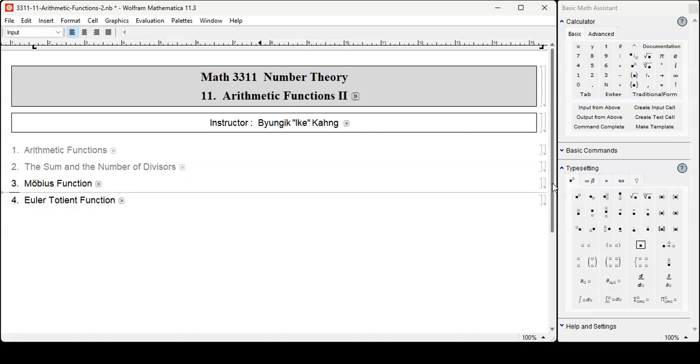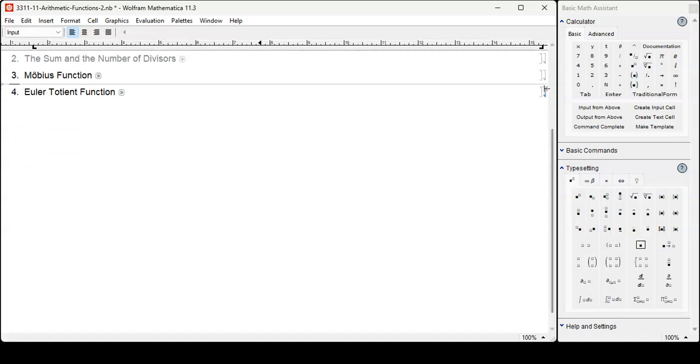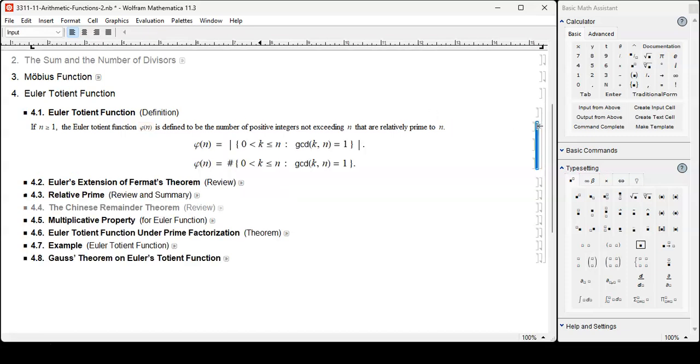Now let's resume from section 4, Euler Totient function. Given a positive integer n, we define the Euler Totient function phi of n as the number of positive integers not exceeding n that are relatively prime to n, like this, in the symbolic expression using the cardinality notation, which looks just like the absolute value sign, except that inside is a set.